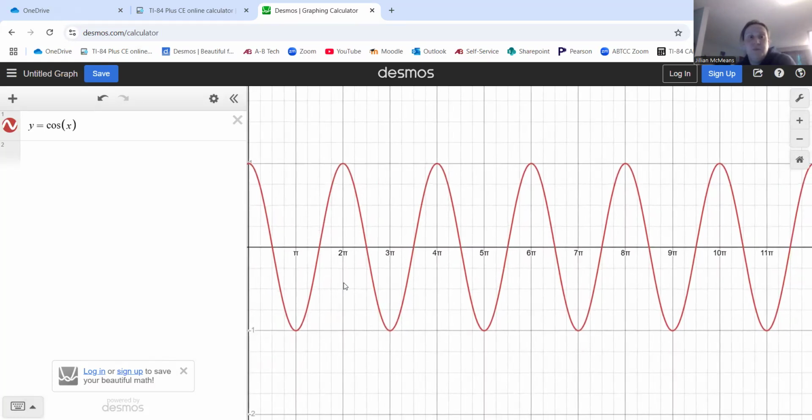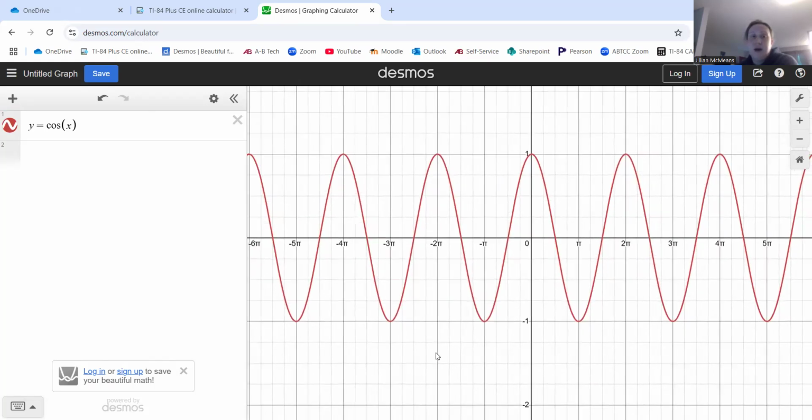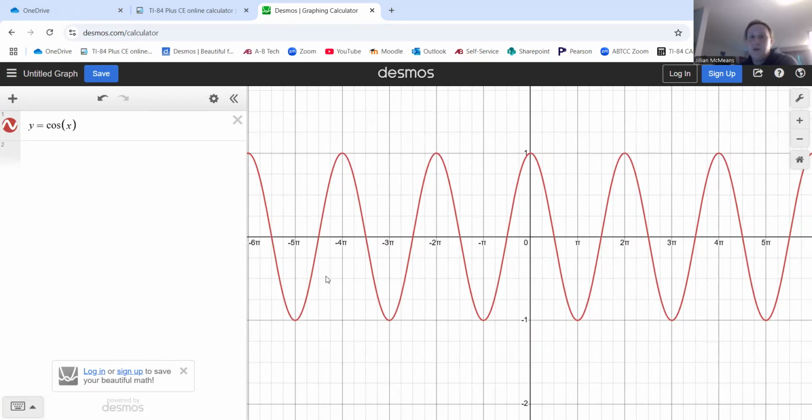So if we look from 0 to 2 pi, we have one cycle. If we look at 2 pi to 4 pi, we have another cycle. 4 pi to 6 pi, we have a third cycle, and so on. And that goes forever in both directions. Okay, so negative 6 pi to negative 4 pi, we have a cycle. Negative 4 pi to negative 2 pi, we have a cycle. Negative 2 pi to 0, we have a cycle. So this makes it really clear that the period of cosine is 2 pi.